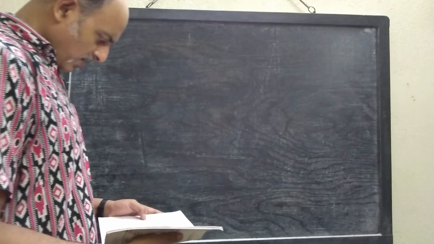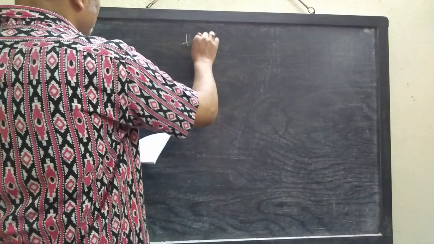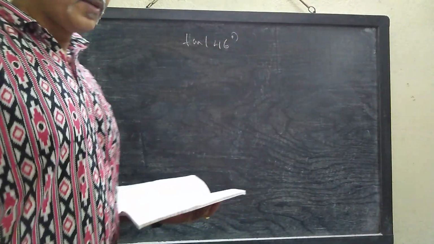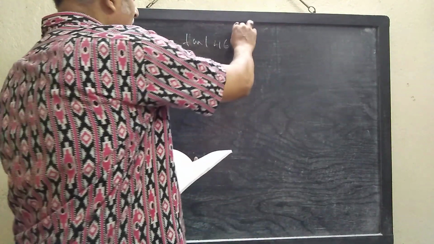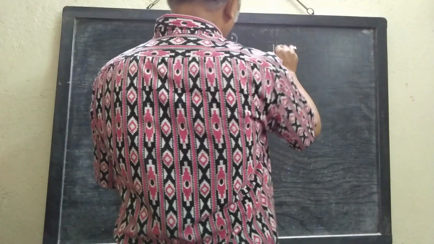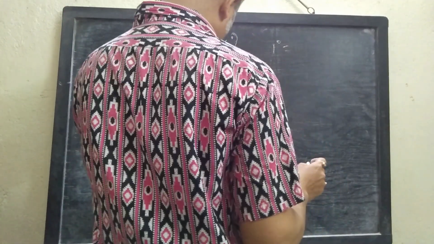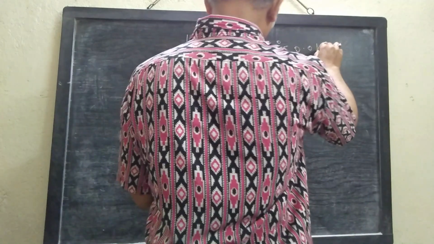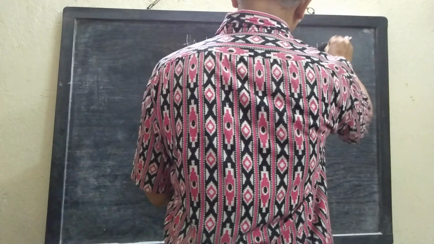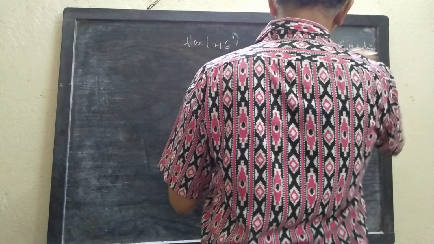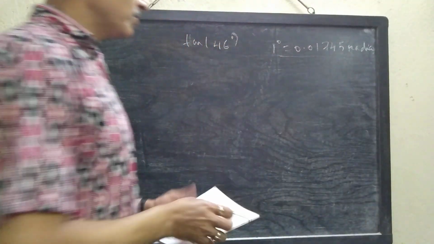Suppose you are asked to find tan of 46 degrees. You all know the value of tan of 45 degree, but here you are asked to find tan of 46 degree. And it is given to you that 1 degree, that is equivalent to 0.01745 radian. Unless this is given to you, you can't solve this problem because you don't know this value.